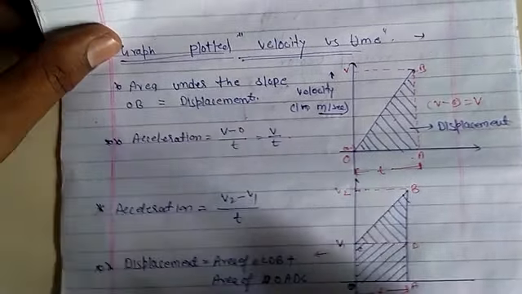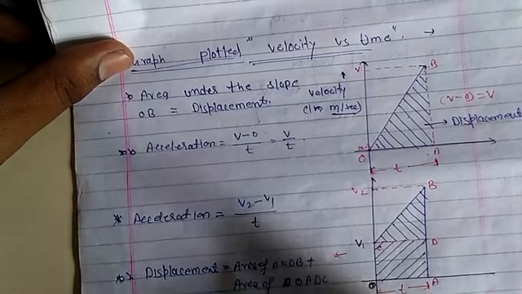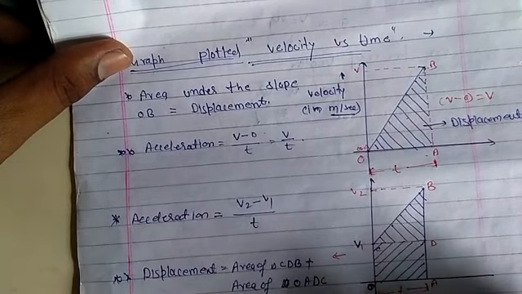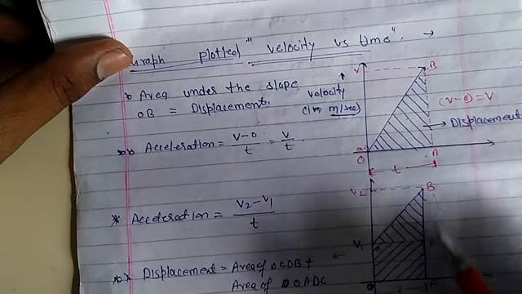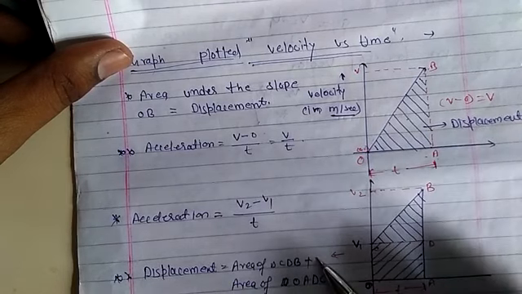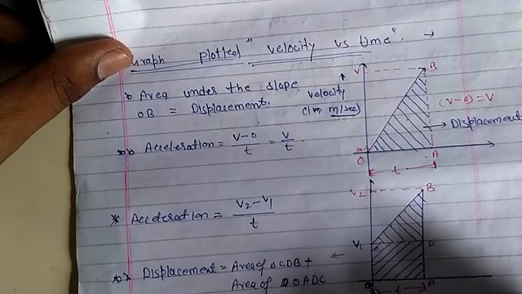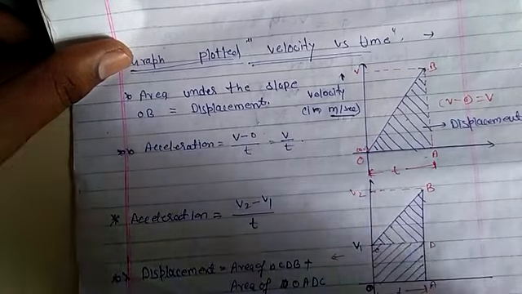Okay, and displacement is equal to the area of triangle CDB plus the area of OADC.